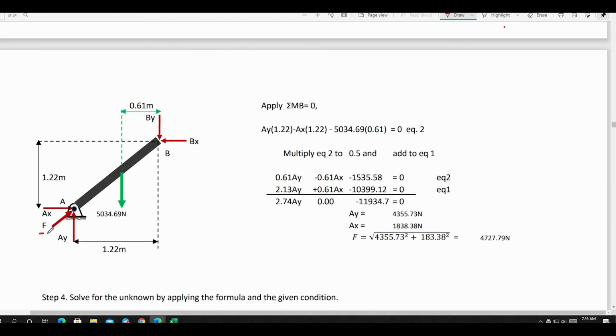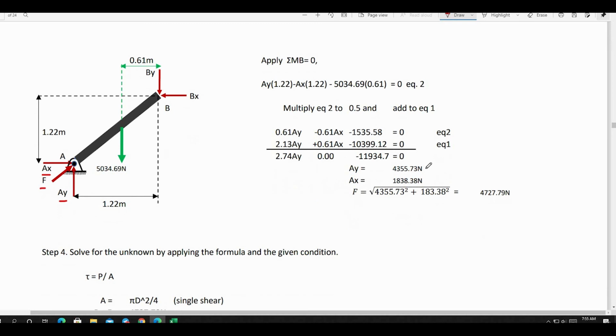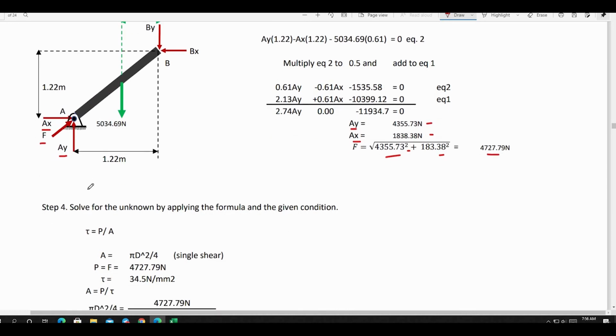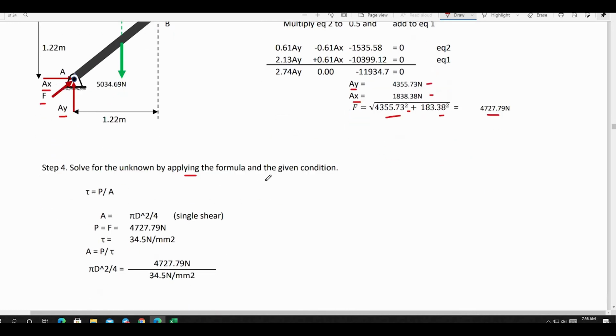For the equivalent force acting at point A, that is just equal to the square root of AX squared plus AY squared, or it can be calculated from this equation, that is equal to 4,355.73 squared, that is AY, plus 1,838.38 squared, that is AX. We take the square root, and that is equal to 4,727.79 Newton.